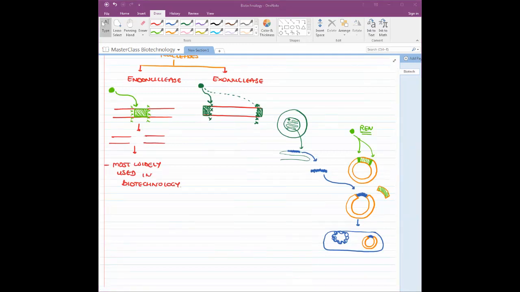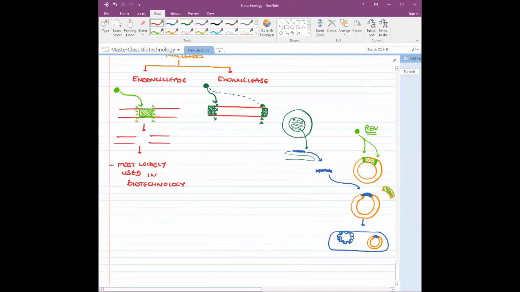Now what happens, guys? Who was the first person to ever really work on these restriction endonucleases? How was the discovery done? There are restriction endonucleases and they work, and they break down the DNA. So, guys, the first people to ever report this were Arber and Linn.